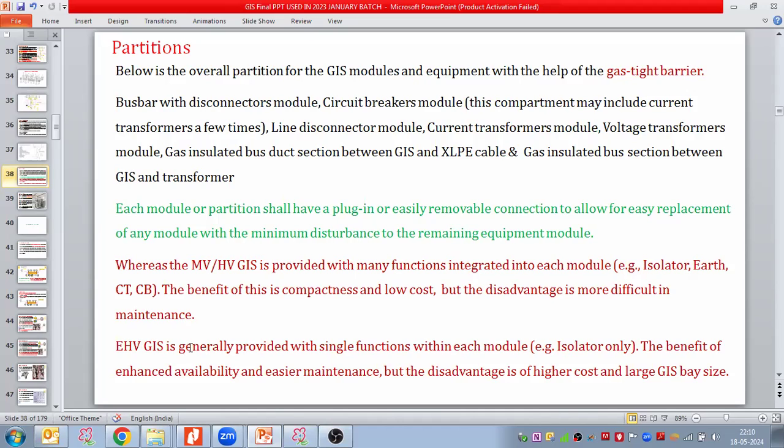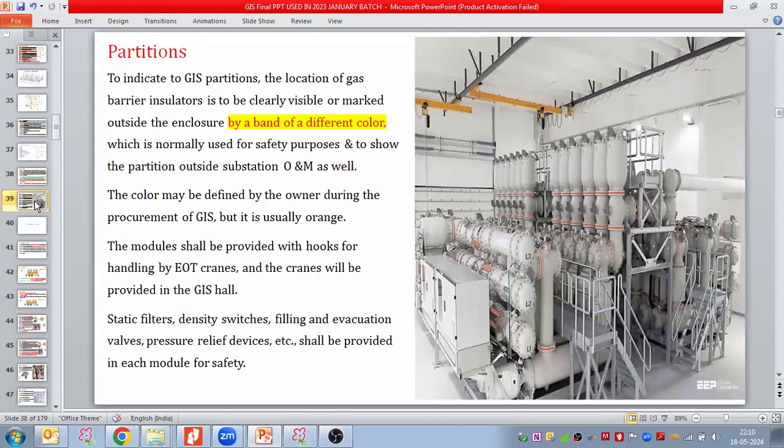So high voltage GIS is generally provided with a single function within each module, meaning isolators only, breakers only, CT only. The benefit is enhanced availability and easier maintenance, but the disadvantage is higher cost and a larger GIS base size as well. This is the partition practices.